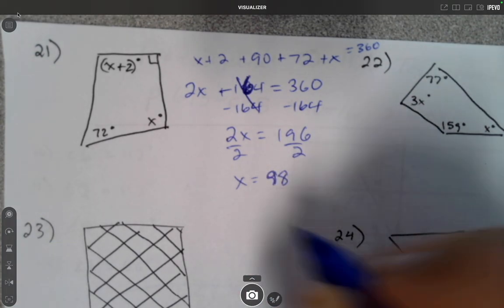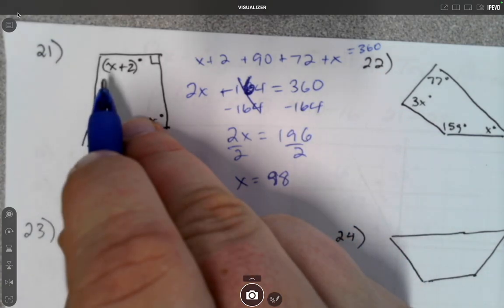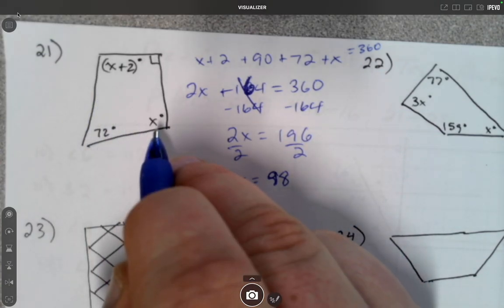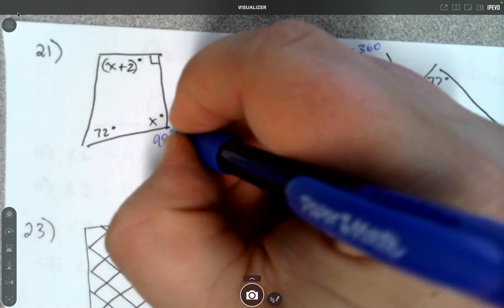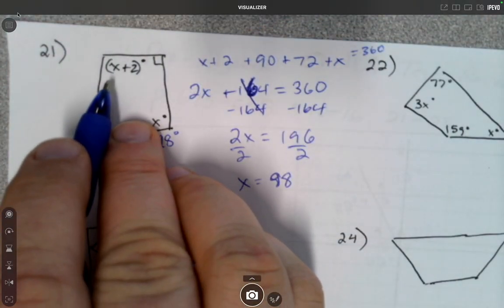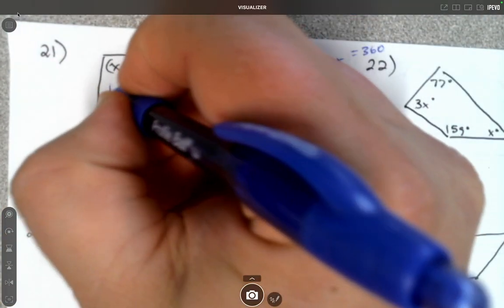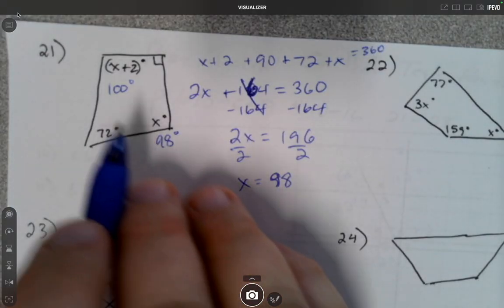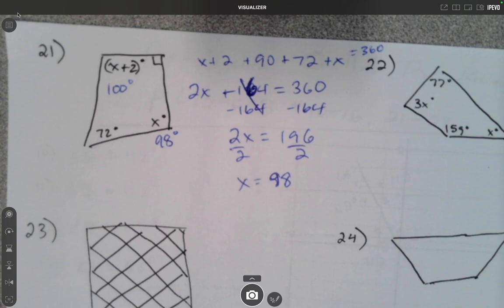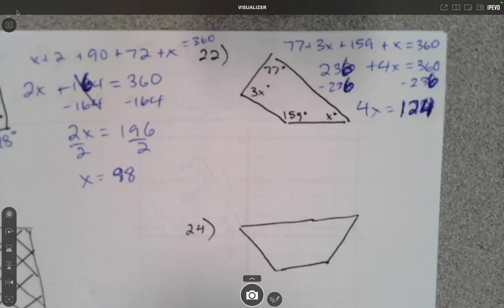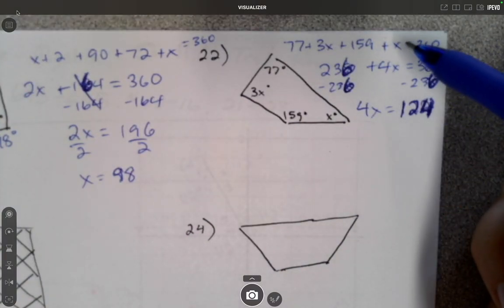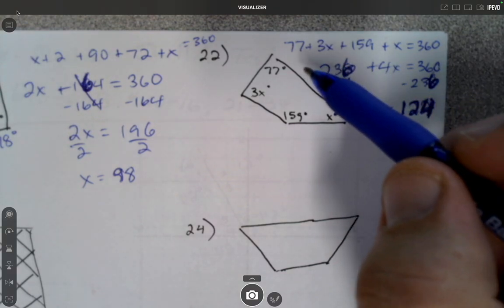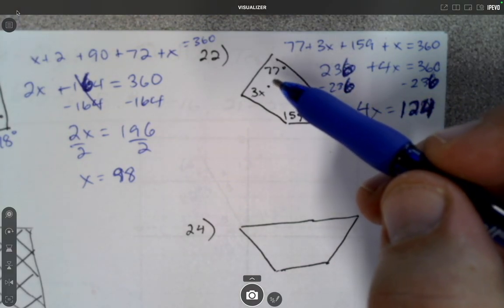Now the next part is we need to say what these two angles are equal to. Since this one is equal to x, it's 98 degrees. This one is 98 plus 2, which means it's 100 degrees. So you find the value of x, then you plug it in to get the two missing angles. So I started the work a little bit here. I had to correct it, so I went back a little bit. But this is the same step, same process.